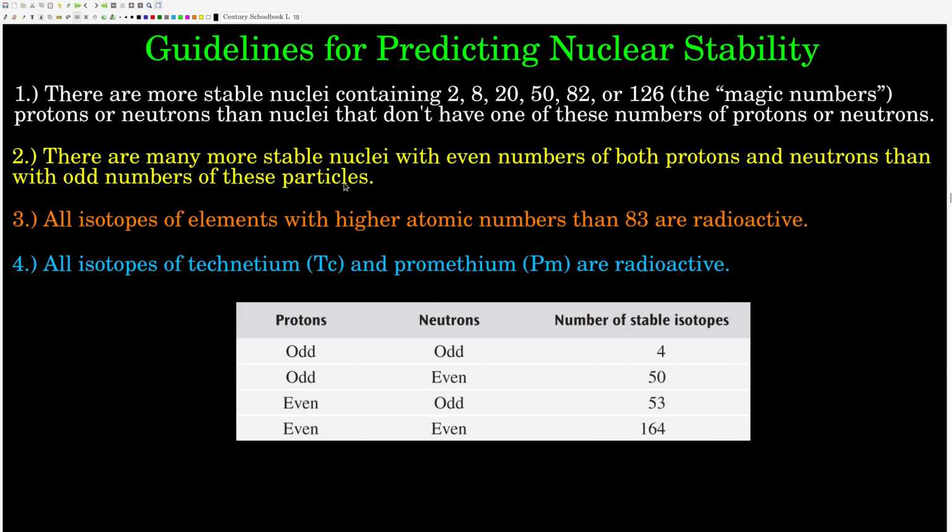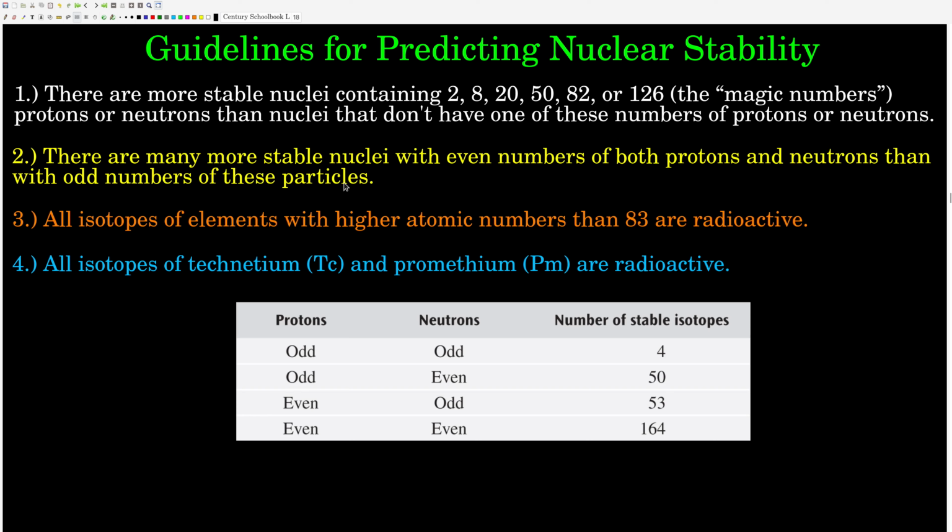So there are some guidelines, rules of thumb, for predicting whether or not a nucleus is stable. There are more stable nuclei that contain these magic numbers of protons or neutrons than nuclei that don't. The numbers are 2, 8, 20, 50, 82, and 126. There are also many more stable nuclei with even numbers of both protons and neutrons than with odd numbers of neutrons and protons.